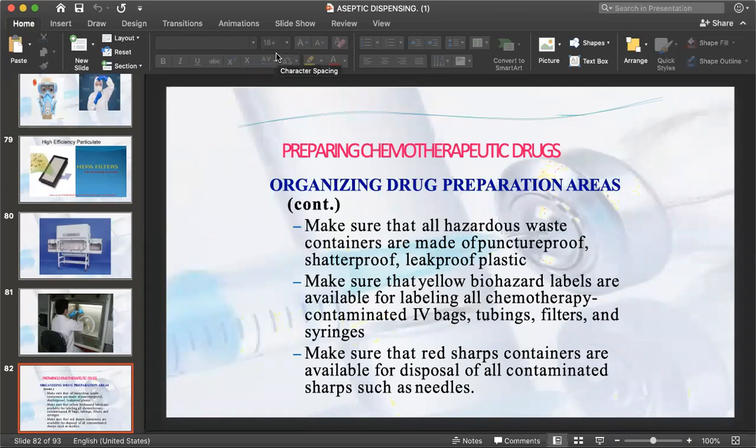Make sure that yellow biohazard labels are available for labeling all chemotherapy contaminated IV bags, tubings, and filters. Make sure that red sharps containers are available for disposal of all contaminated sharps such as needles.